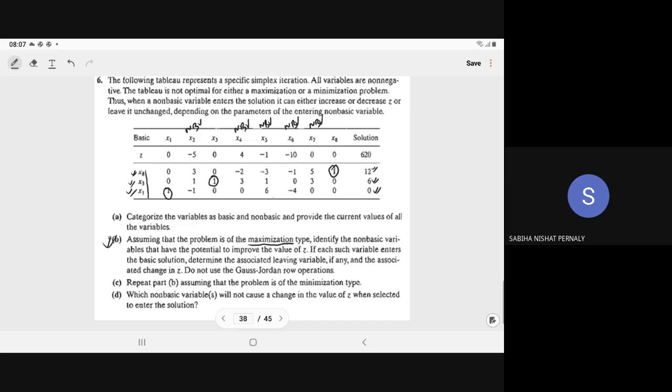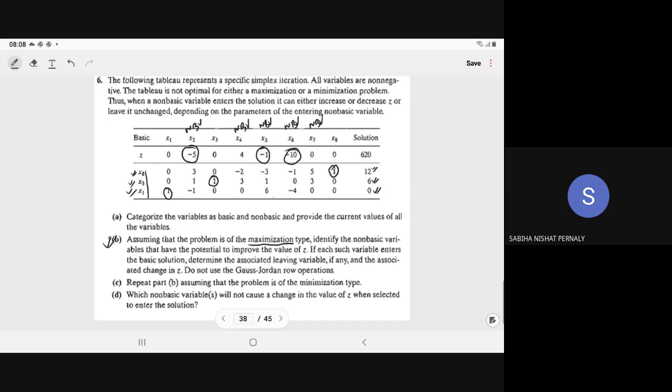As I have told you, in maximization, for the optimality condition we have to check which one is the most negative. It means the z coefficients corresponding to x2, x5 and x6 are negative. It means the non-basic variables x2, x5, and x6 have the capacity to improve the solution if the problem is of maximization.